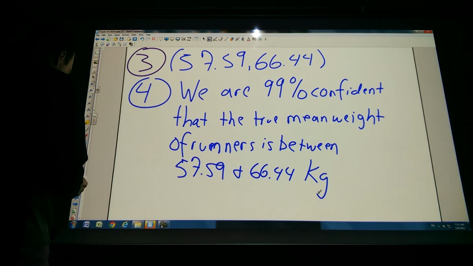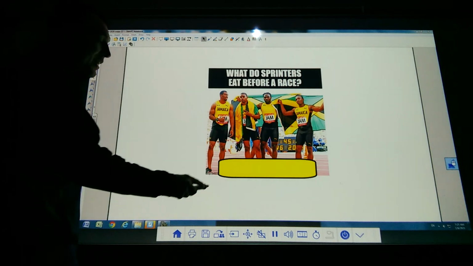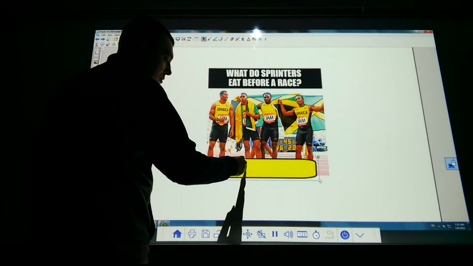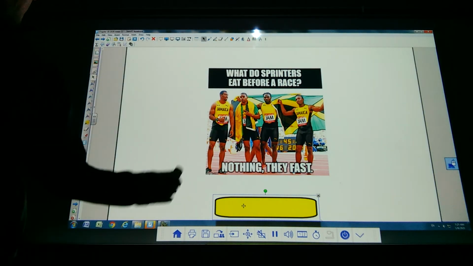I have a joke, since we were talking about runners. I like this one. This is new to me. What do sprinters eat before a race? Nothing. They fast. Ha ha!